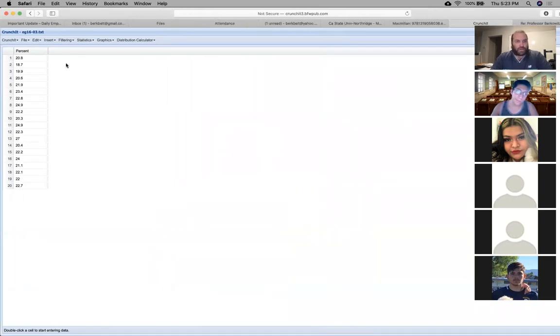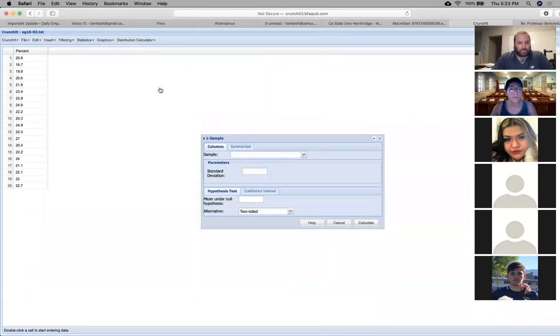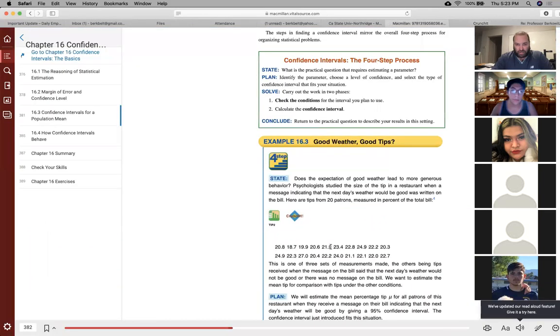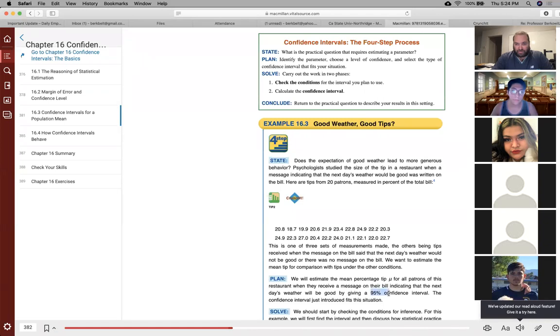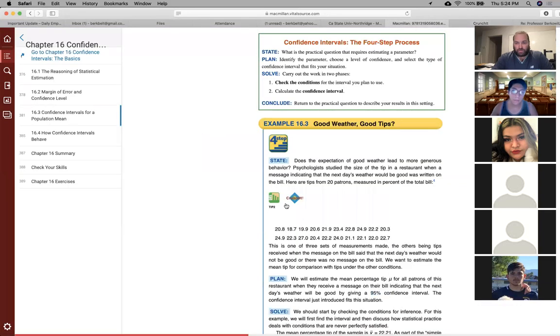Whoever you were. Okay, so we have the data here. So we're going to go now to Statistics, and we're going to go to Z, and we're going to go to one sample, a confidence interval, and let's see, the book wants a 95% confidence interval. So we're going to use a 95% confidence interval, and we're just going to calculate. Oh, it wants a sample. Where was the sample? The sample is right here in the 16.3. And then I hit Crunch It, and it just went right there. That was amazing.